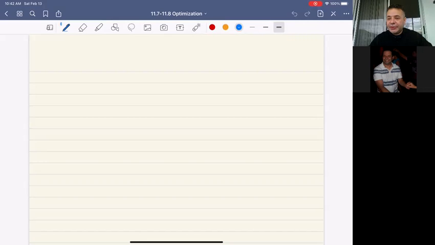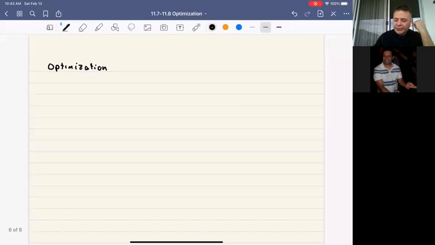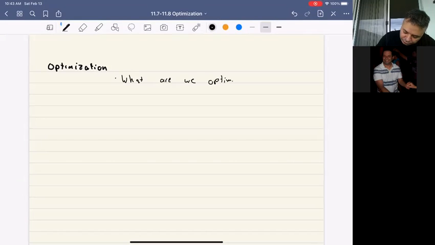So now we're going to start doing some optimization problems. Optimization. Now, when you do optimization problems, there's actually two things you have to consider. One, what is it you are optimizing? And two, which is actually almost more important, what constraints do we have?